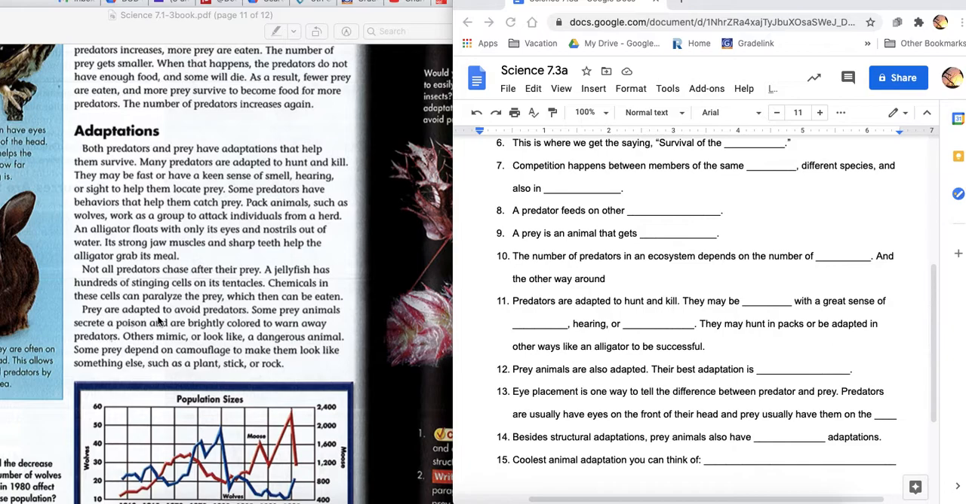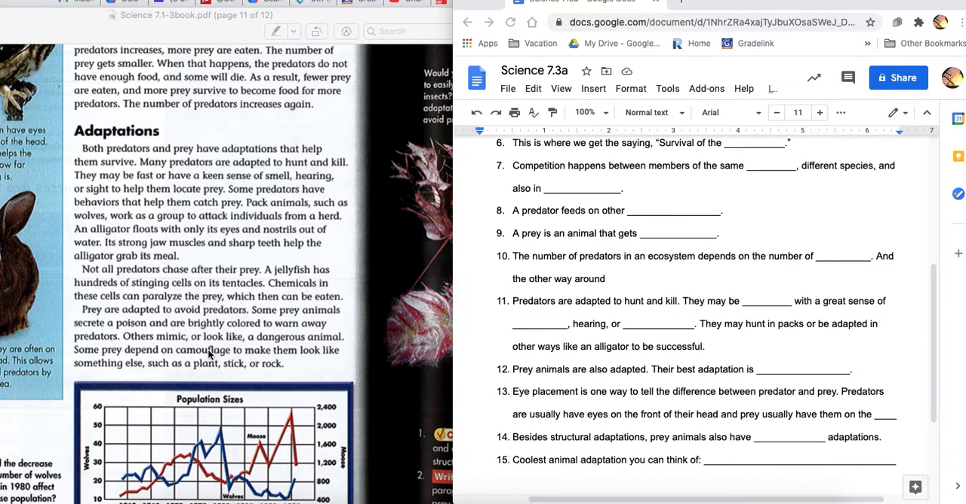Prey are adapted to avoid predators. Some prey animals secrete a poison and are brightly colored to warn away predators. Others mimic or look like a dangerous animal. Some predators depend on camouflage to make them look like something else, such as a plant, stick, or rock. So guys, I wrote down prey animals are also adapted. Their best adaptation is camouflage.